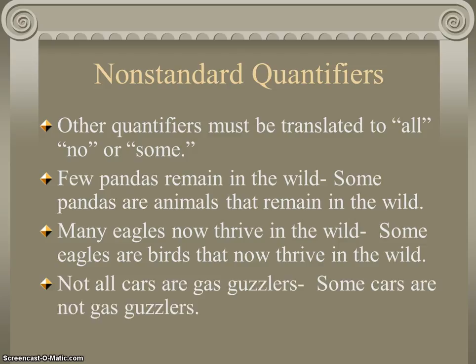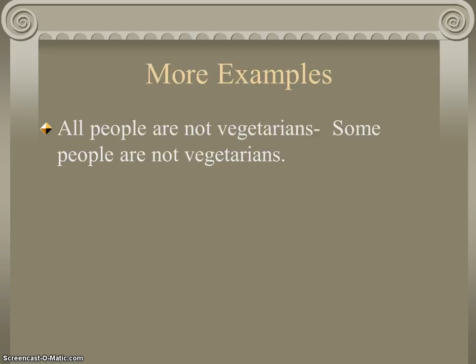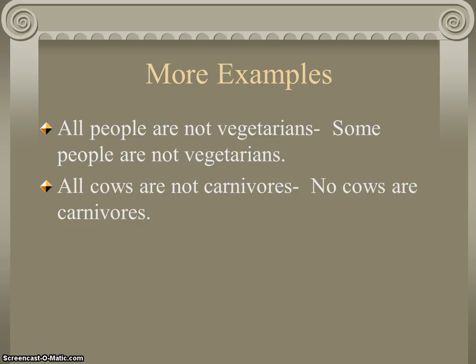Not all cars are gas guzzlers. Some cars are not gas guzzlers. All people are not vegetarians, therefore some people are not vegetarians. All cows are not carnivores, therefore no cows are carnivores. So those are just ways it could be said, could be explained.